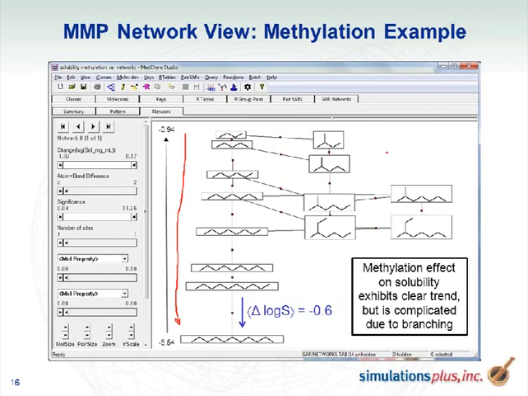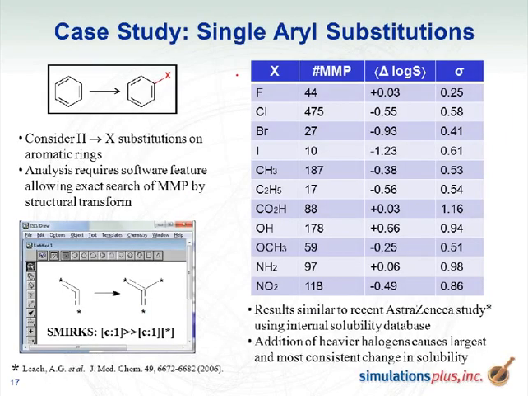What confuses the issue a little bit is the branching. While the methylation effect is clear on the solubility and exhibits a clear trend, it is complicated due to branching. That's just one simple example. As shown in my demonstration, you can extract additional pairs or specific pairs. In this case, we've looked at a single aromatic substitution of an aromatic ring. You see the same kind of trends as I showed in the demo.